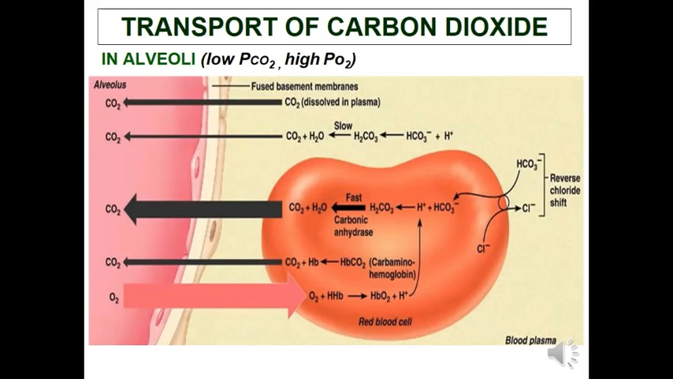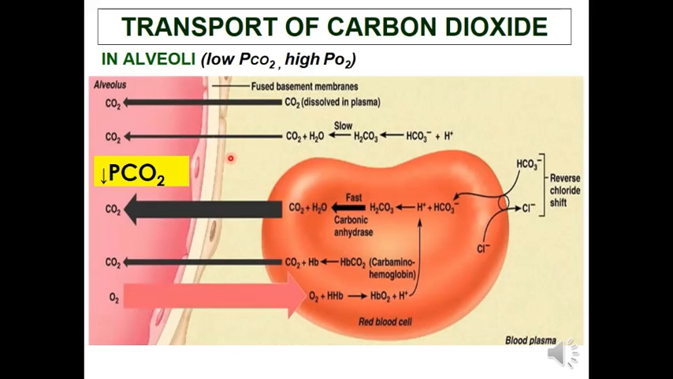Okay, now we look at what happens in the alveoli. In the alveoli there are high partial pressures of oxygen but low partial pressures of carbon dioxide compared with the blood capillaries. The blood capillaries have high partial pressures of carbon dioxide, and this will cause carbon dioxide to diffuse out from the blood capillaries and enter the alveoli or alveolus.